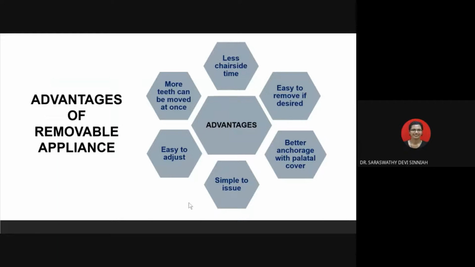The removable appliance can be removed as desired by the patient and reinserted as soon as possible. Hence, this appliance is removable. However, the patient must remember to wear it more often than not wearing it in order to achieve the treatment objective.